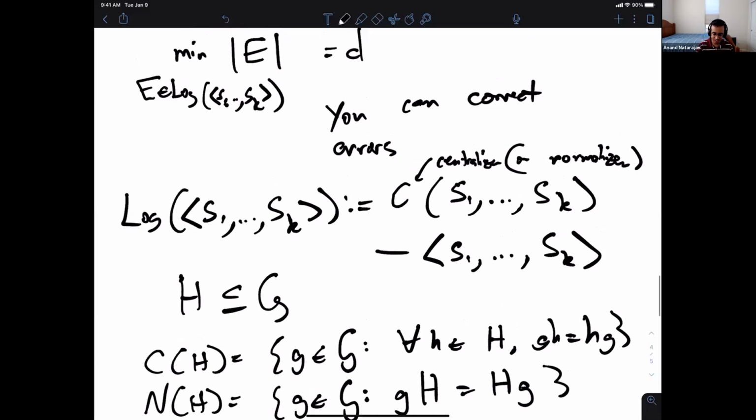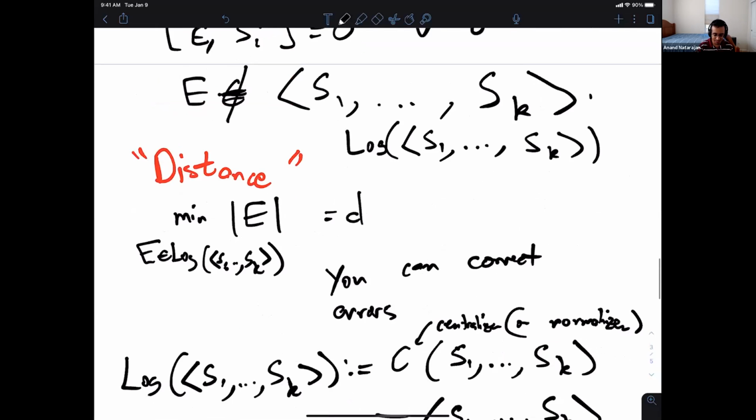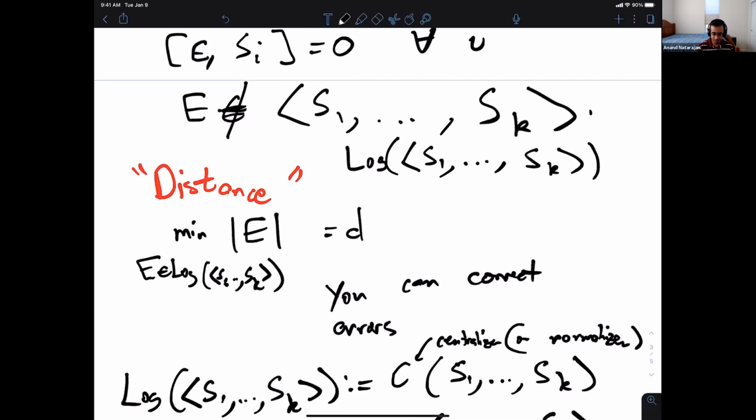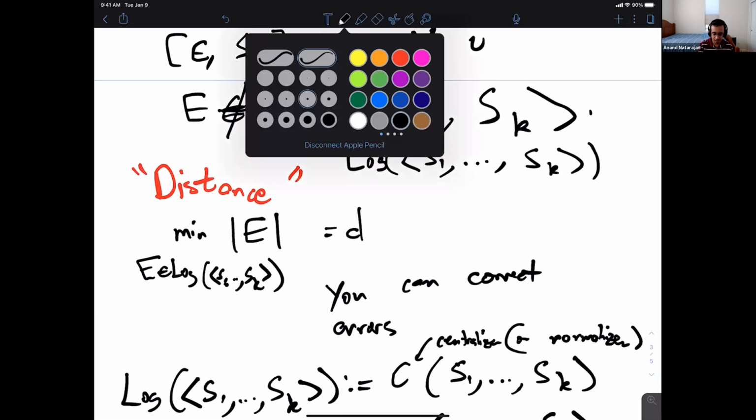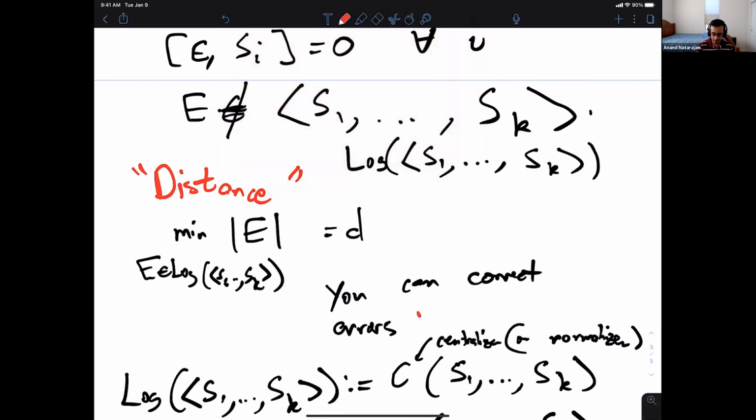Okay, so that was the definition of logical operators. But I think what I wanted to say here is that if this is how you define the distance, then you can correct errors up to weight, I hope I get this right, I think it's floor of (d minus 1) over 2.